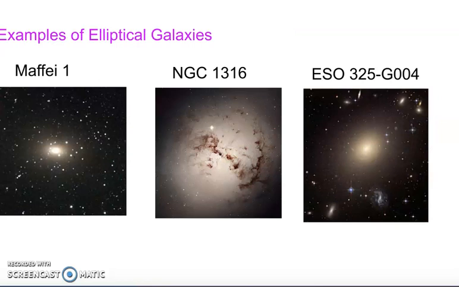And here are some examples. So we've got Mafe 1, NGC 1316, and then ESO 325 G004. Some of the galaxies do not have cool names like the Milky Way. They are numbered because there are so many of them. But this just shows you some different ways that elliptical galaxies appear. And again, you can see that yellowish tint in all the pictures.